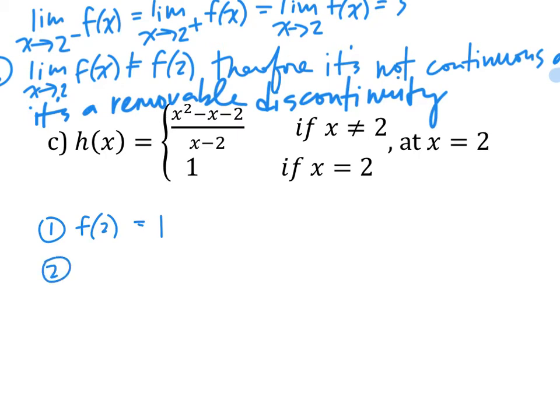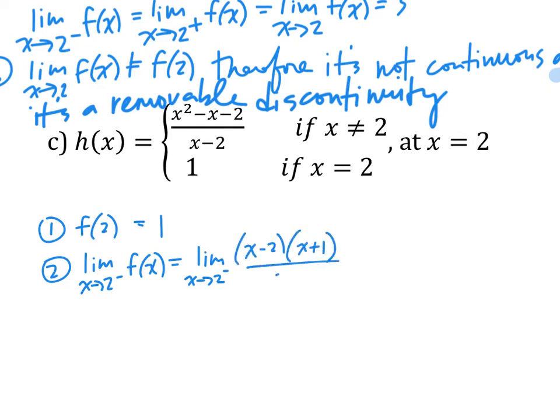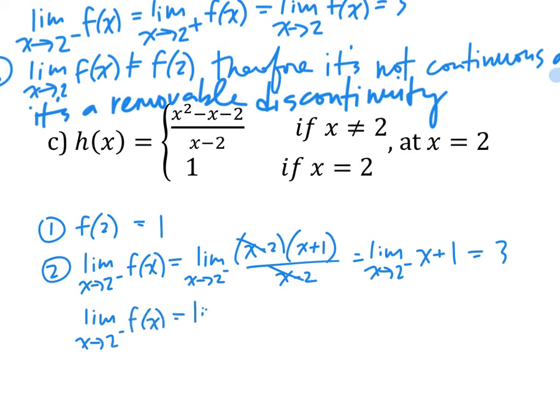Number 2, what is the limit as x goes to 2 from the negative side? That is the limit as x goes to 2 from the negative side of, and then we factor that one. So again, same as before. And then that cancels, so we get the limit as x goes to 2 from the negative side of x plus 1, which is 3. And it's the same statement as before, so we can say that it's the same.